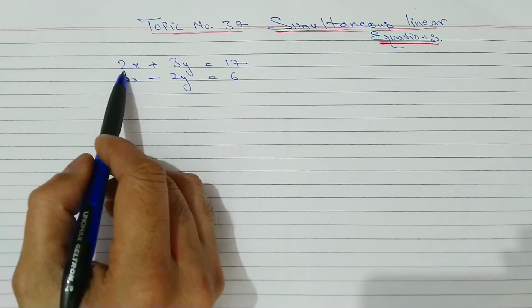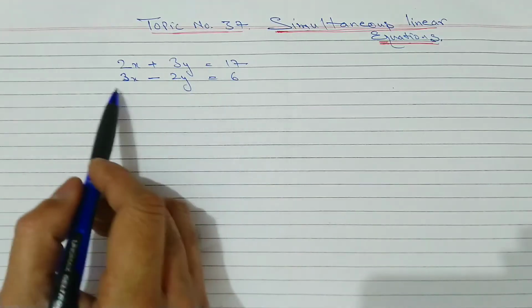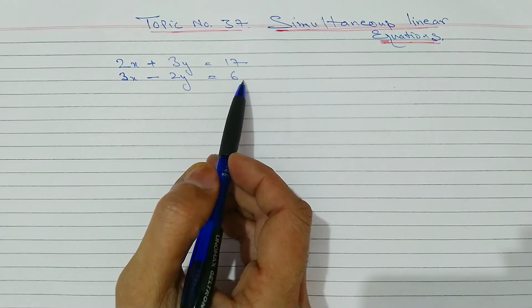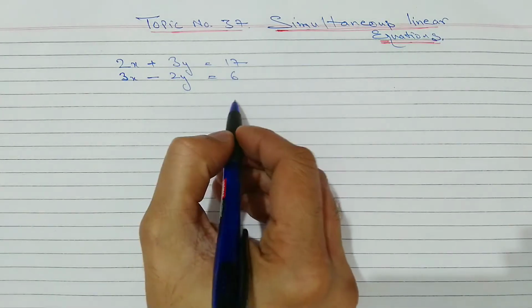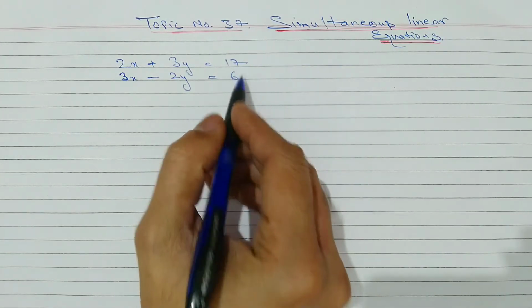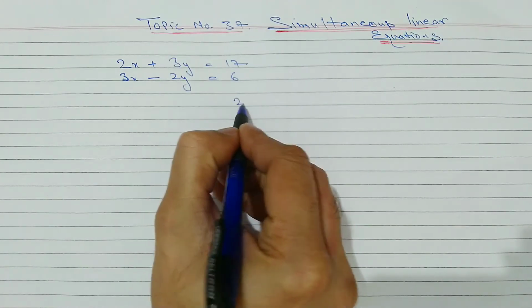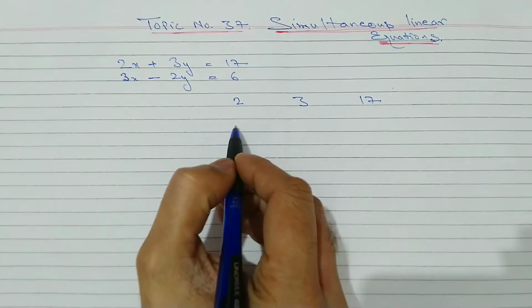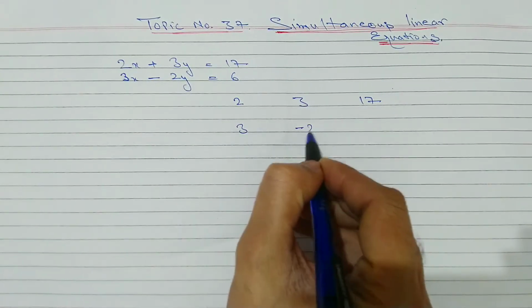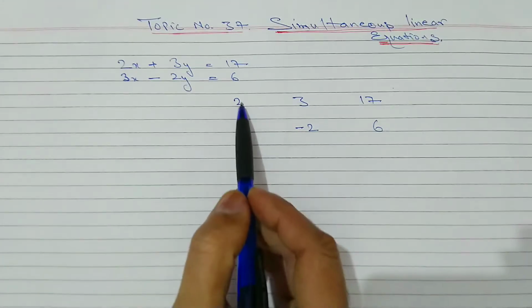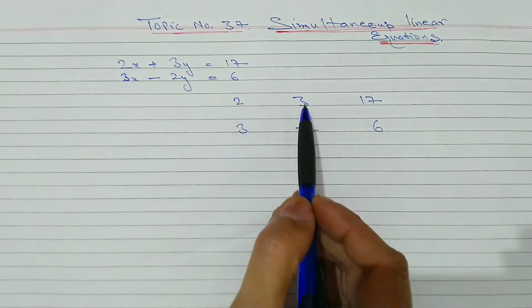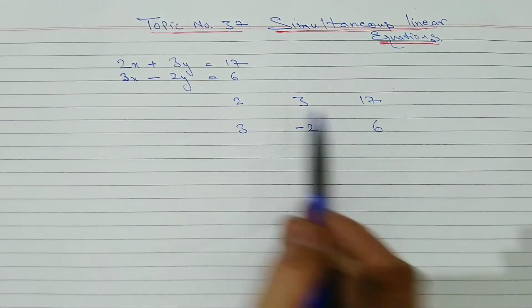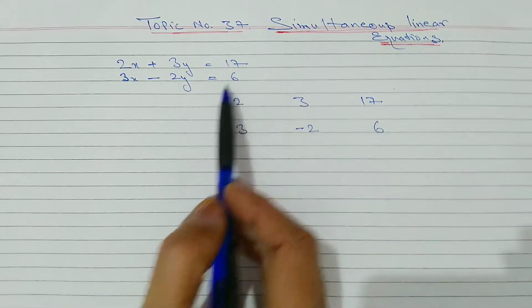Equation is given 2x plus 3y equals to 17, 3x minus 2y equals to 6. Now write the coefficients of x and y and constant terms: 2, 3, 17, 3, minus 2, 6. 2 and 3 are the coefficients of x, 3 and minus 2 are the coefficients of y, and 17 and 6 are constant terms.